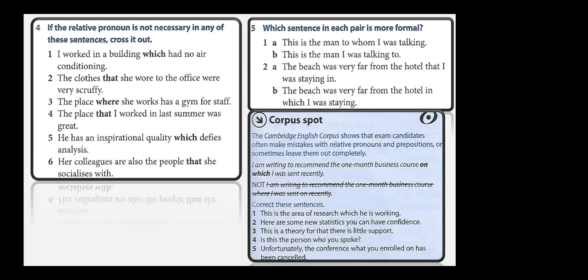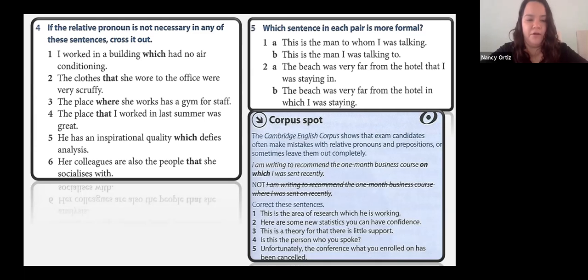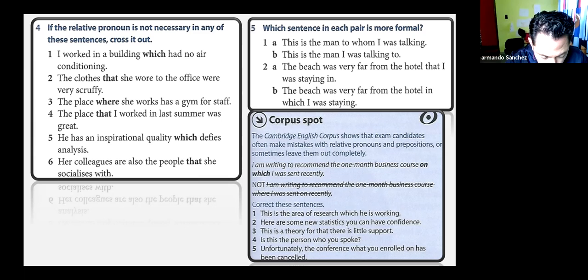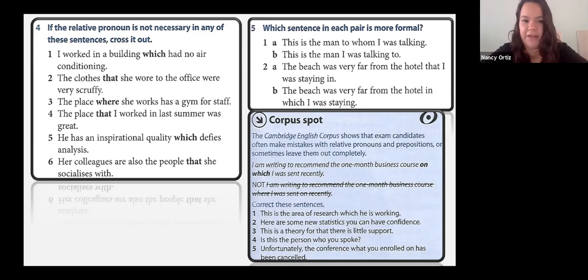The place, but I think that it can be crossed out. The place she works has a gym for staff. Exactly, correct. You can cross it out, we still understand. Number four. The place that I worked in the last summer was great. I crossed it. Okay, correct. It's crossed. Excellent. Number five.